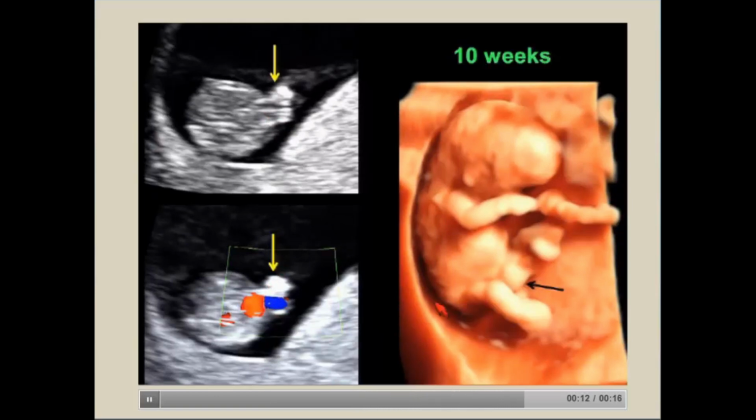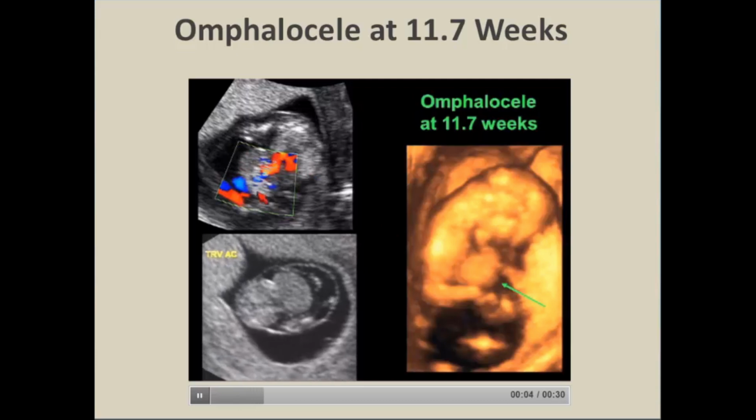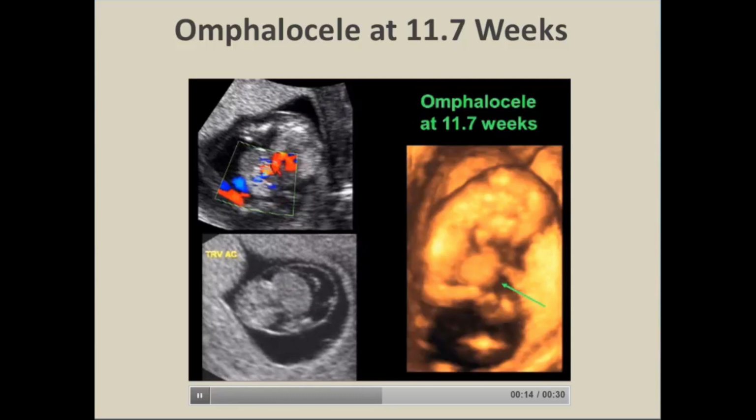So this is usually a normal finding. Occasionally it's not, though. Here at almost 12 weeks gestation, we now see a bulge at the umbilical cord that is much bigger than the 7 millimeters that's accepted. This is a very large omphalocele. We see it here on transverse view. We see it here with the cord traveling through this omphalocele.